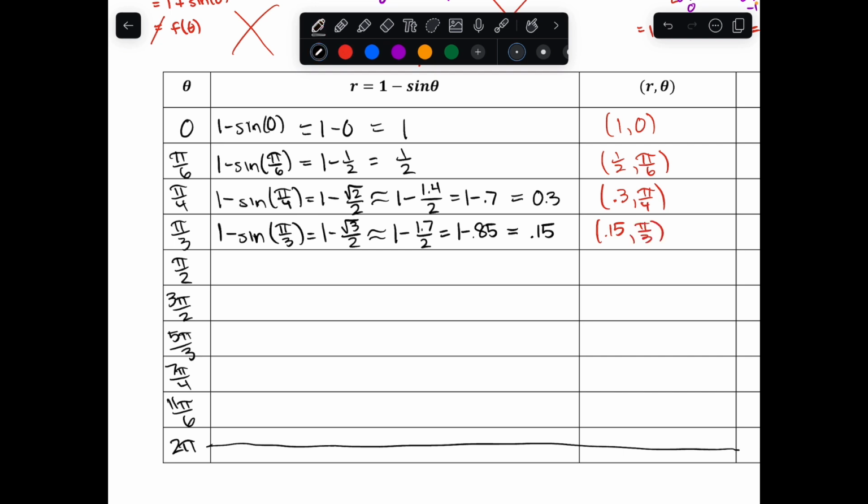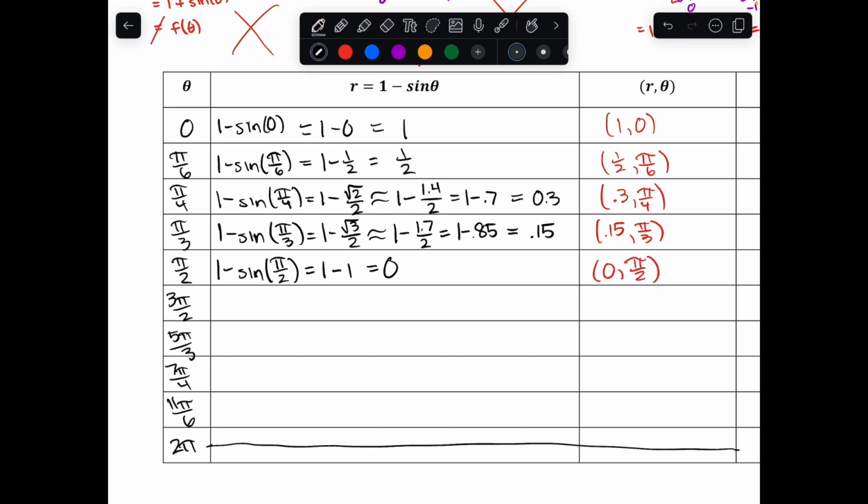Now we've reached the top of the circle, so let's look at pi halves. So we have 1 minus sine of pi halves. Now sine achieves its maximum value at pi halves, so this is going to be 1 minus 1, which is going to be equal to 0. So our point is 0 at an angle of pi halves.